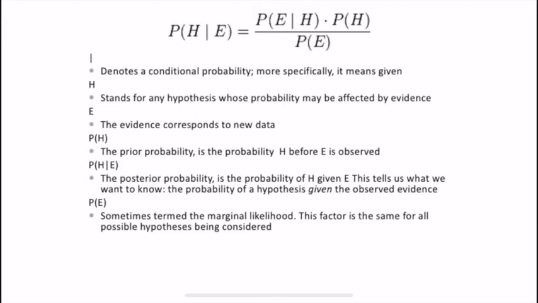And then lastly, at the bottom here, we have the probability of E, the probability associated with the evidence. This is sometimes called the marginal likelihood. And this is the same for all possible hypotheses being considered, whether you're considering a hypothesis being true or not true. It's an experimental condition. It's a test we've applied to the data to give us new information, and it is what it is. It's not changing.